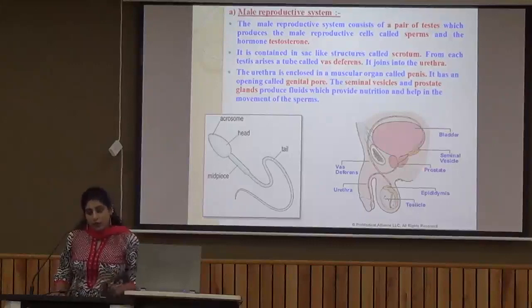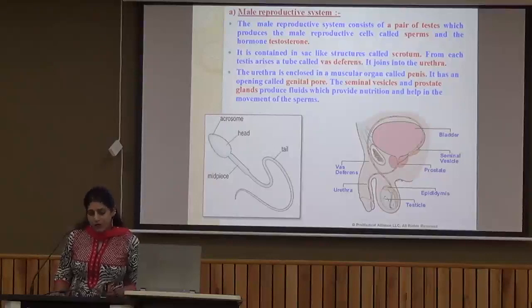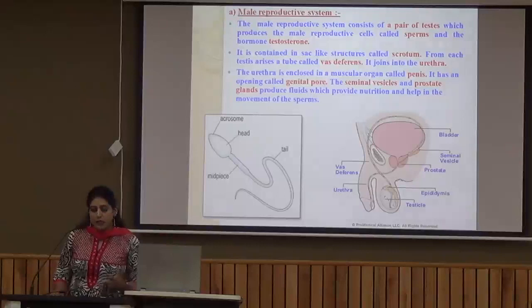The urethra is enclosed in a muscular organ called the penis. It has an opening called the genital pole. The seminal vesicle and prostate gland provide the fluid and the nutrition so that the sperms will become semen.